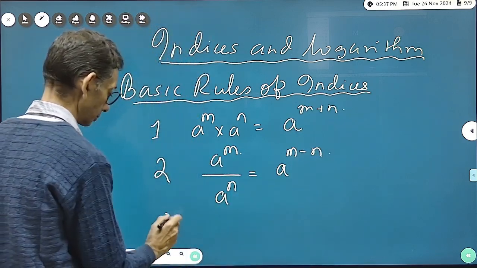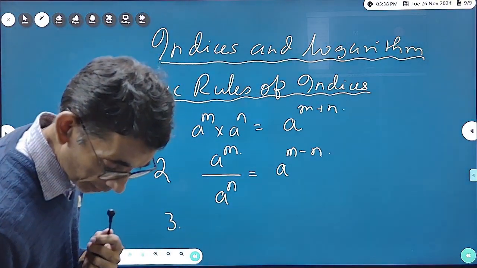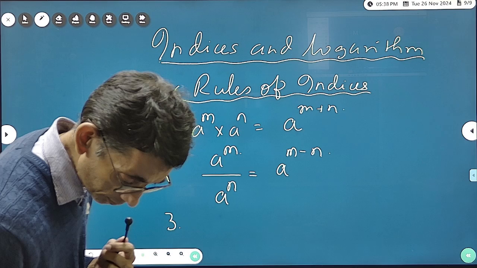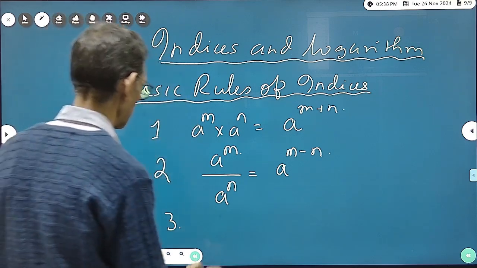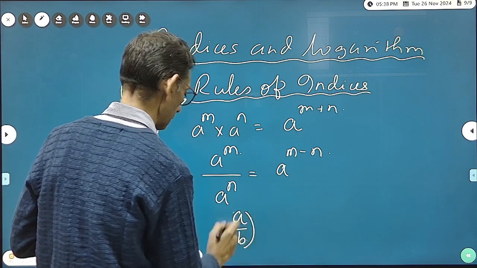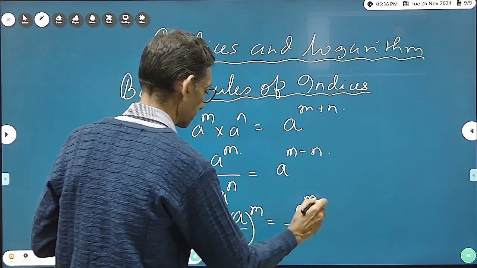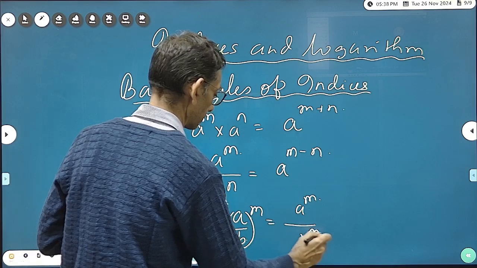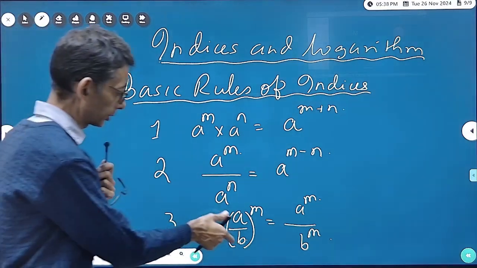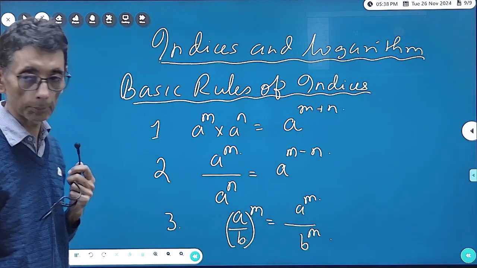Law 3. a by b whole to the power m is a raised to the power m over b raised to the power m. If there is a common fraction with an index on it, you can put the power on the numerator and denominator separately, right?